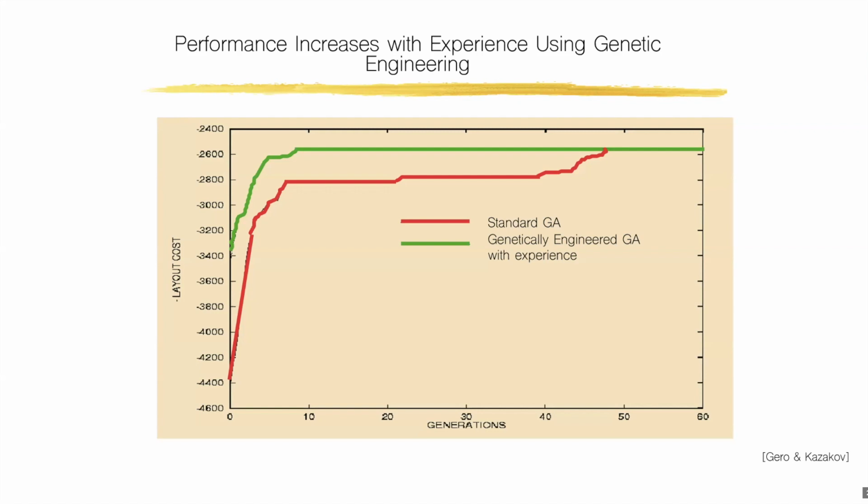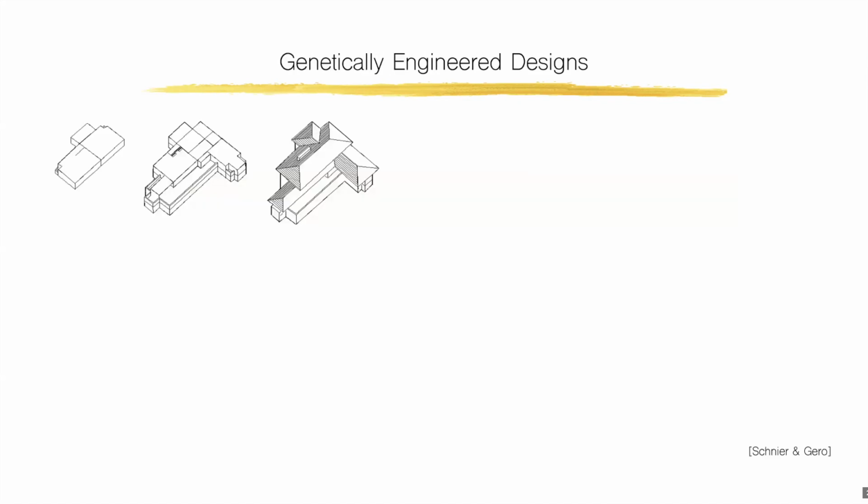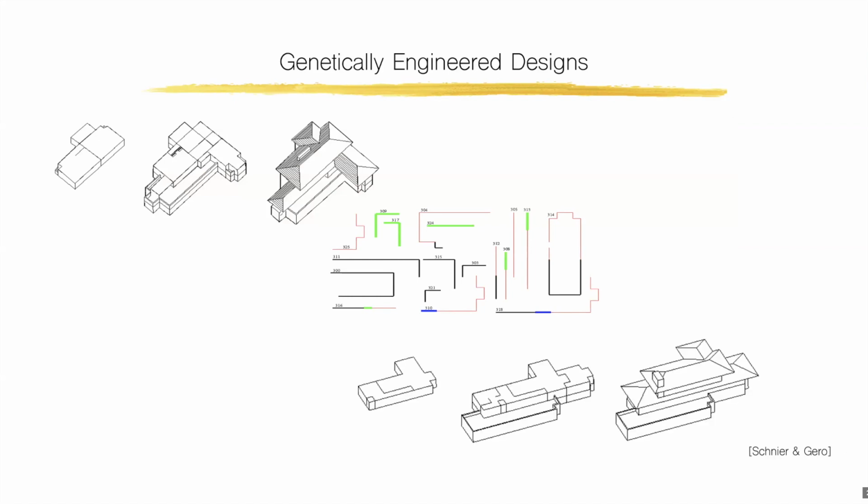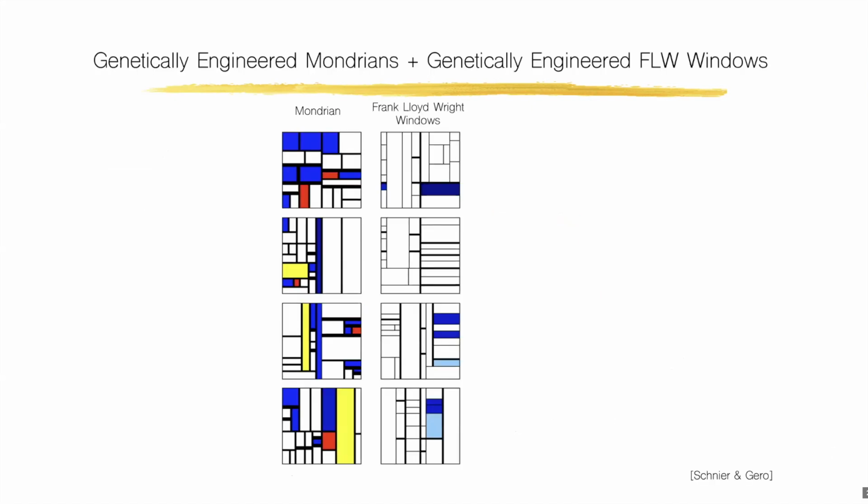So what could you do with this? So here's some input. This is some Frank Lloyd Wright buildings. Here's an expression of the genes that are learned from these, which we then genetically engineer. And now we can generate a whole range of Frank Lloyd Wright buildings of a kind that he never generated. But you can do other things.